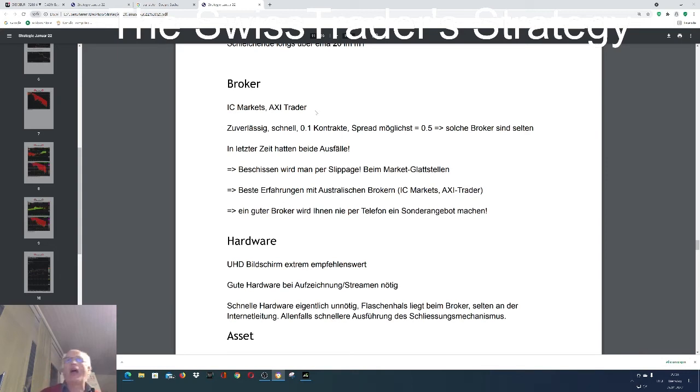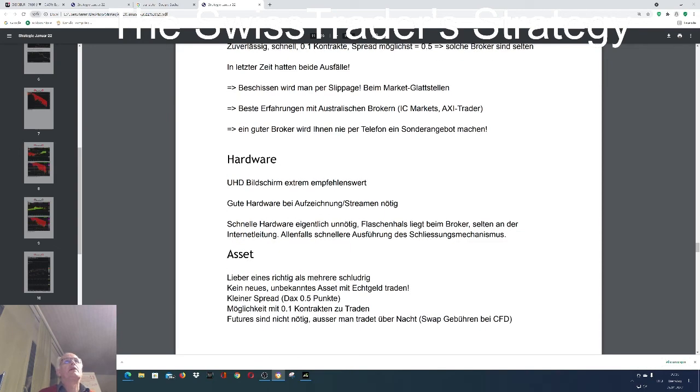They are both Australian, and important is that they have 0.1 contracts and very small spreads. For example, especially IC Markets has this index. AxiTrader doesn't have this 0.1 contract. No, it has, but it has a spread of 3 in the future. I look for the future at AxiTrader.